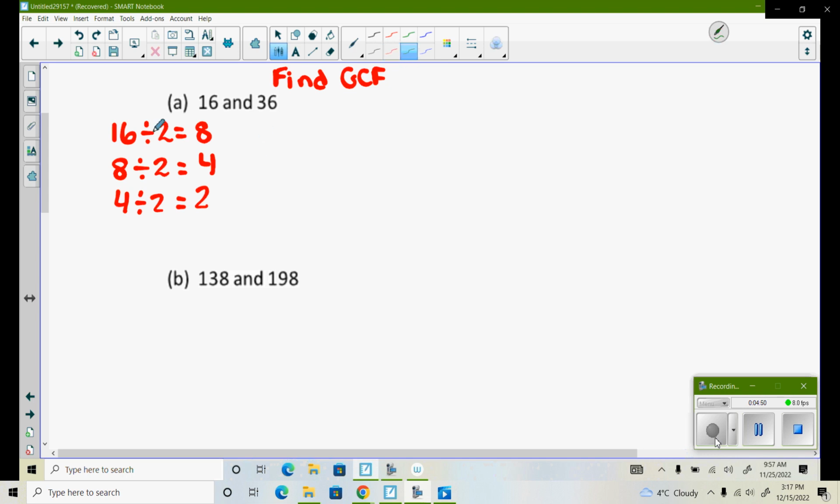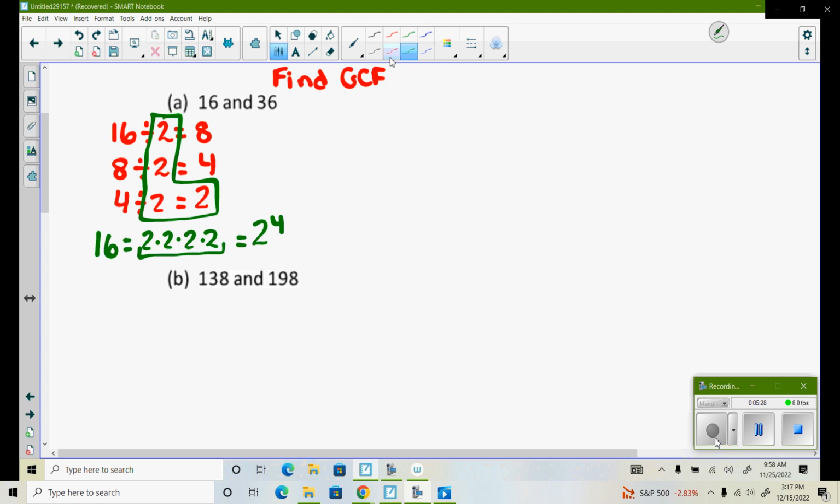Okay, so now I'm going to take my hockey stick and put a box around all of my prime numbers, and I'm going to list them out. So 16 is equal to 2 times 2 times 2 times 2, or 2 to the power of 4. Since we have four 2's, it would just be 2 to the power of 4. Okay, so now I have my prime factorization for 16 done.